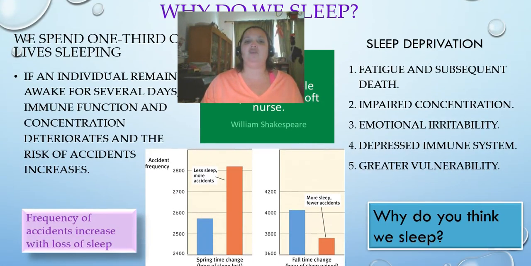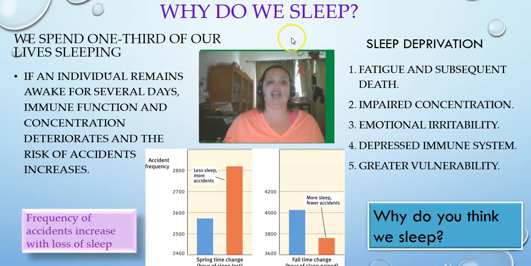And so the question becomes, why do we sleep? The truth is, we spend 1/3 of our lives sleeping. And we know that if a person remains awake for several days, their immune function drops, their concentration deteriorates, there's more accidents. Look at this list over here of things that can happen. But why do we sleep, as we remember? We're still working on that. We haven't found a theory that totally explains all the parts of sleep. But we do know that without sleep, we could have impaired concentration, emotional irritability, even fatigue and death can occur.